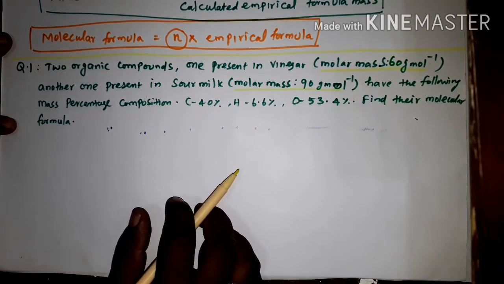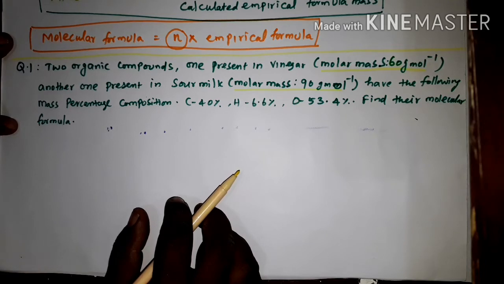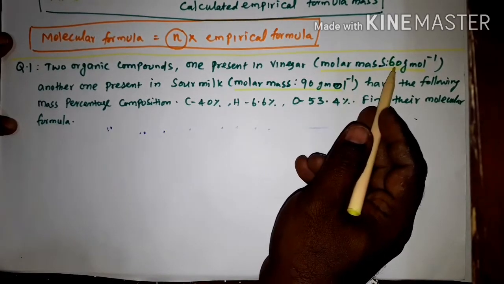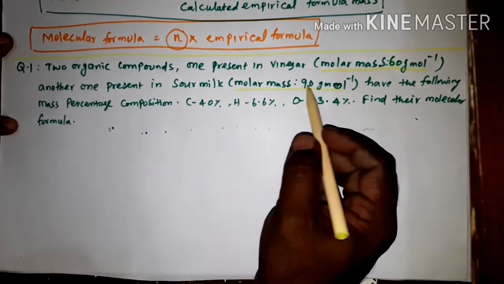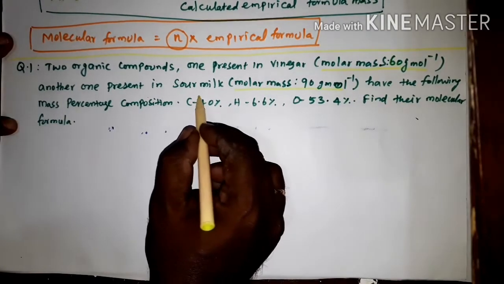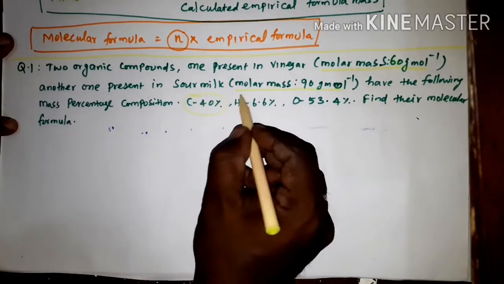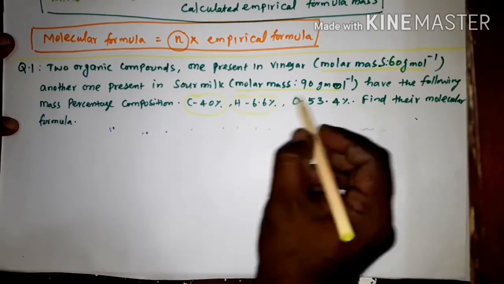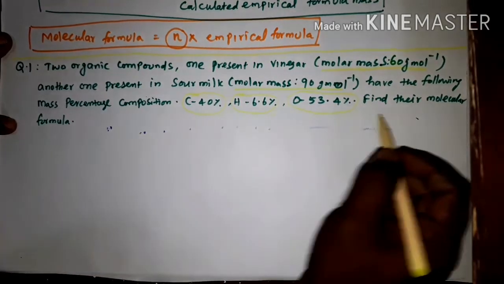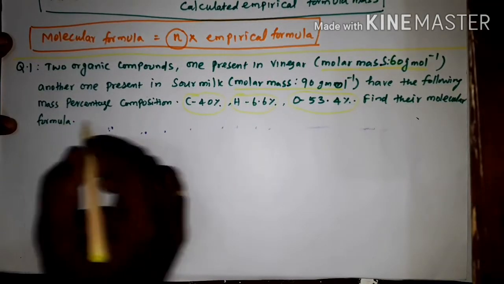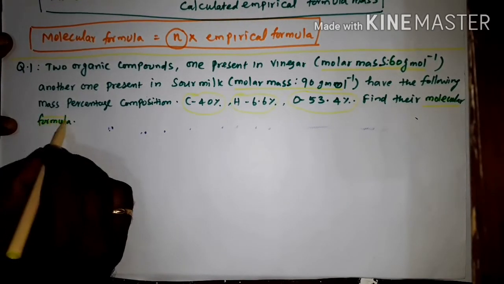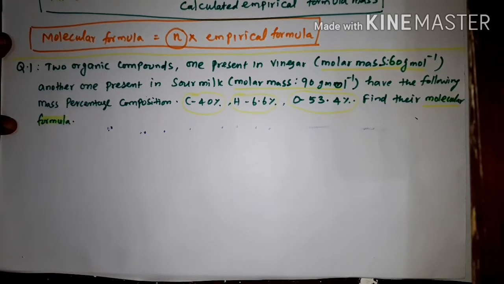So I already told you the molar mass of the compound will be given in the question. One compound's molar mass is 60, another compound's is 90 gram per mole. They have the following mass percentage composition: carbon 40 percent, hydrogen 6.6 percent, oxygen 53.4 percent. Find their molecular formula. So you are going to calculate the molecular formula.